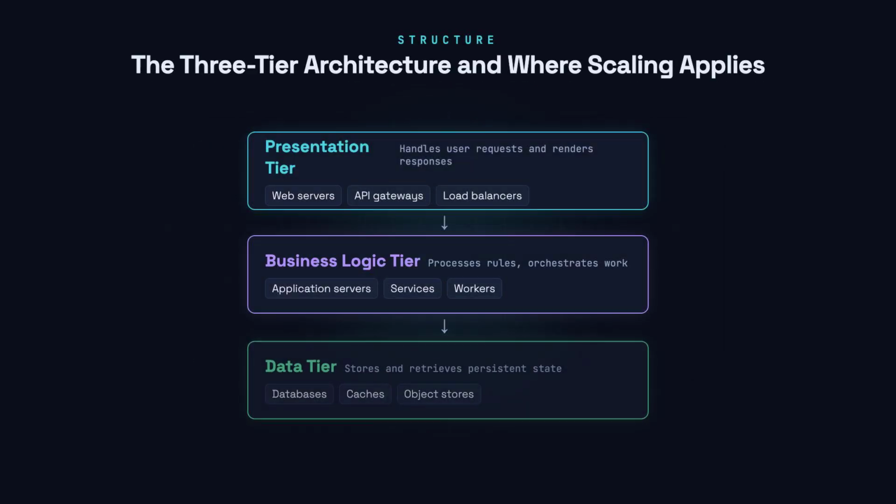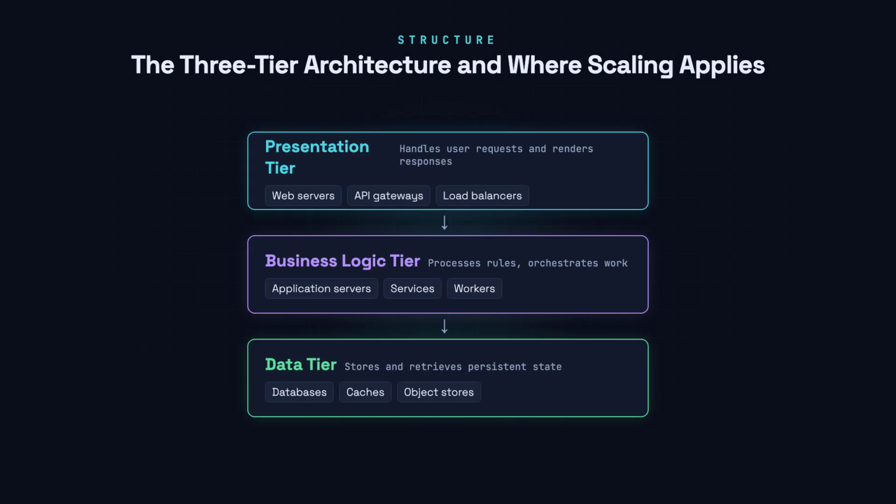A well-structured system separates concerns into three tiers. The presentation tier receives incoming requests. The business logic tier decides what to do with them, applying rules, calling other services, computing results. The data tier persists and retrieves information. This separation is not just tidy design, it is the foundation of scalability, because each tier can be reasoned about and scaled on its own terms.